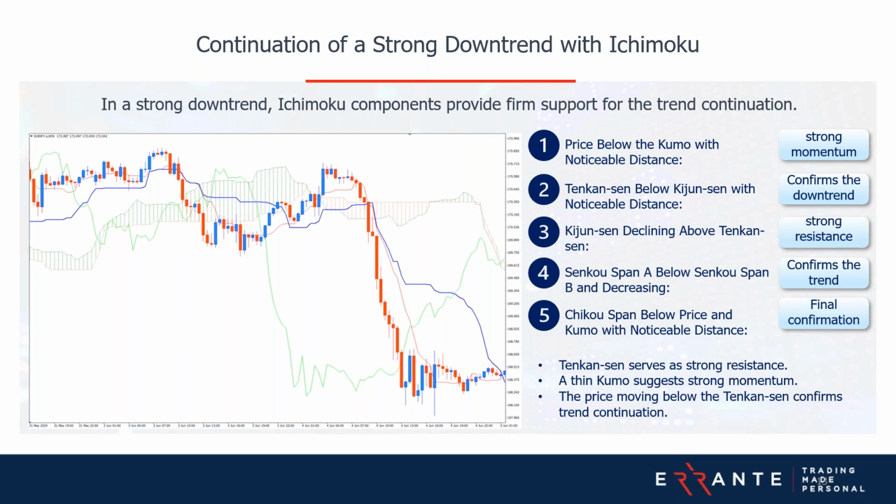Please note, a thin Kumo, not a thick Kumo. It indicates that the bearish forces are strong and there is little resistance to further downward movement. So this is a very good indication of a strong downtrend. Of course, price below Tenkan-sen is a great signal for us. Consistent movement of the price below the Tenkan-sen indicates strong momentum. Any attempts to move above the Tenkan-sen that fail can be seen as an opportunity to reinforce short positions.